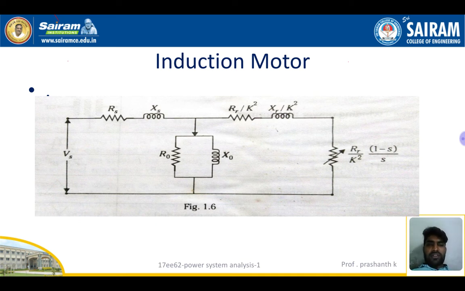In the transformer, supply is given to the primary and induces EMF in the secondary side due to mutual flux linkage. In the induction motor, supply is given to the stator. The stator produces a rotating magnetic field. That rotating magnetic field is cut by the rotor. The rotor starts rotating when the conductor carries a current; when the conductor cuts the magnetic field, it induces a current, right? See here, the induction motor is magnetically coupled, electrically separated.